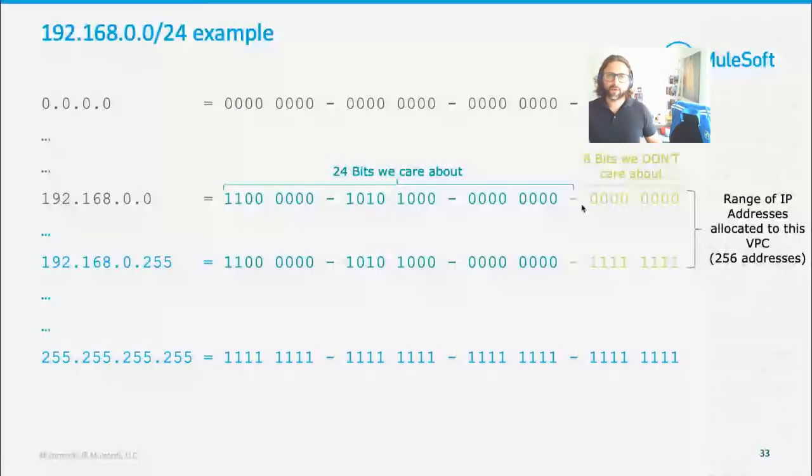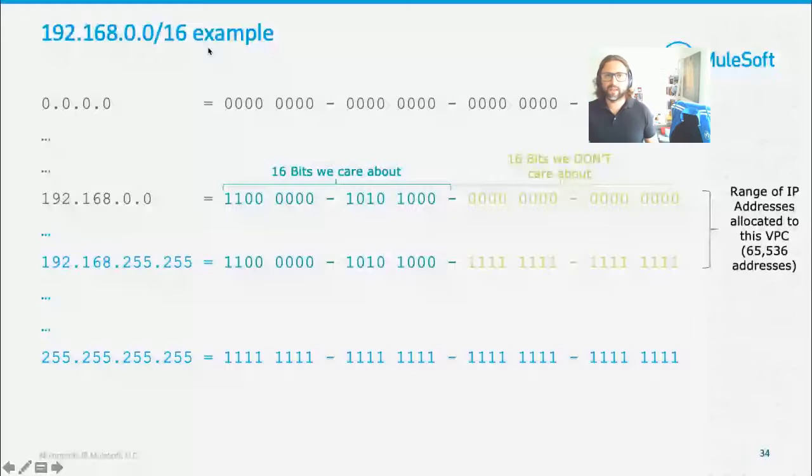In this other example, in a /16, we will use 16 bits to represent the network and 16 bits to represent the host in that network. In this case, the size is much bigger. The size is 2 to the power of 16, which is 65,536 IP addresses. So this is a much larger subnet.